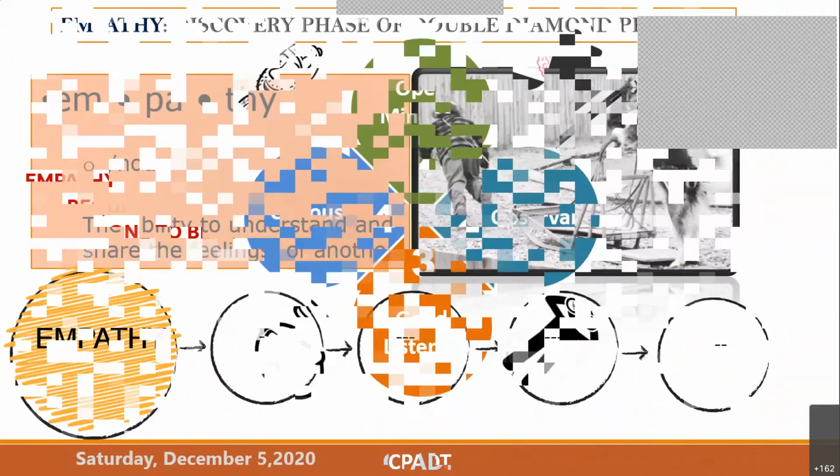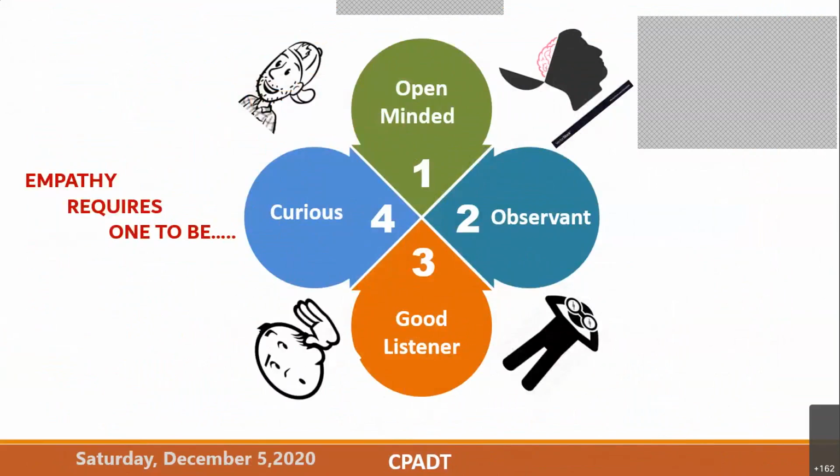Okay. Now, how do I empathize? What are the things required for me to empathize? You should be very open-minded. You just cannot close your mindset and then try to observe. You try to look very broadly at all the users' problems. Be very observant, keenly observant. Try to understand.